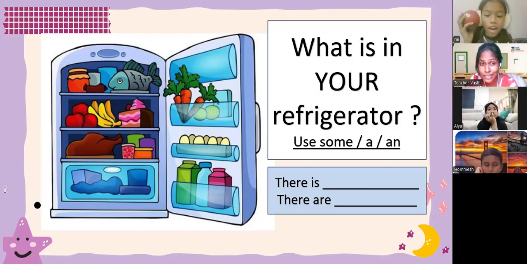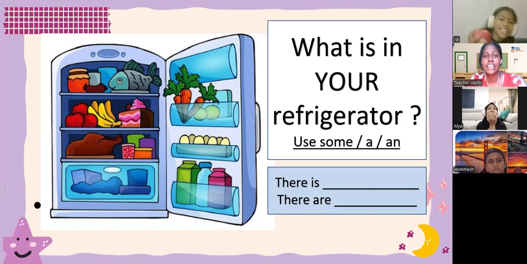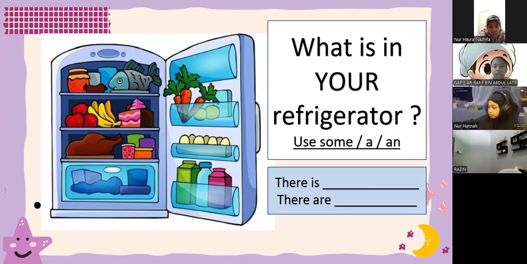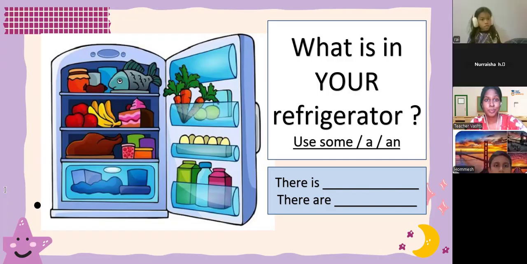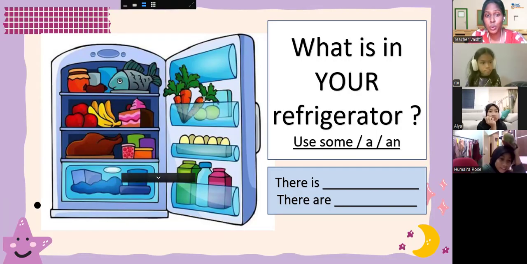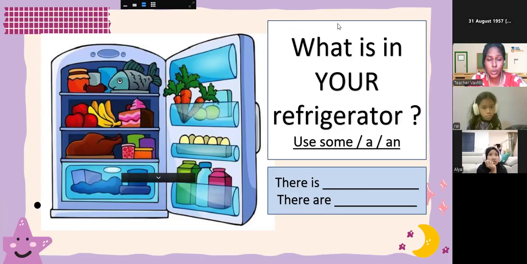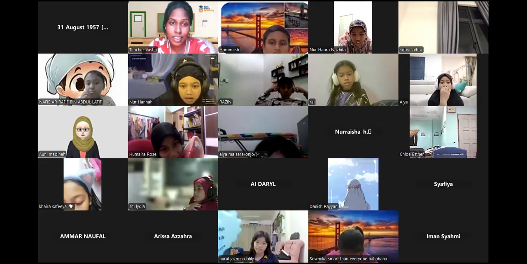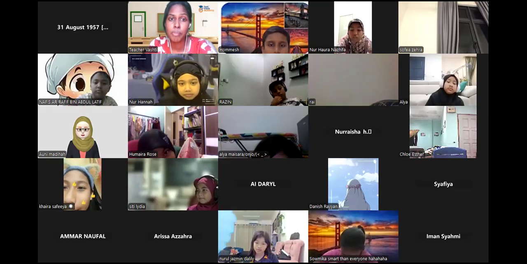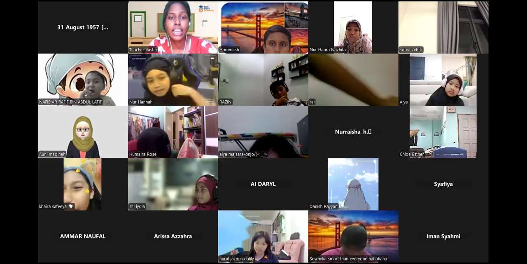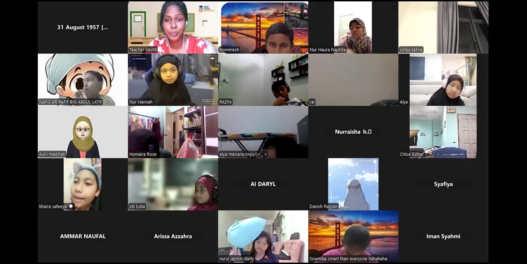There is an apple. Okay, there is an apple in your refrigerator. Very good. Anyone else? Humaira Rose, what do you have? There is a watermelon. Okay, good. Hannah, yes, what do you have?